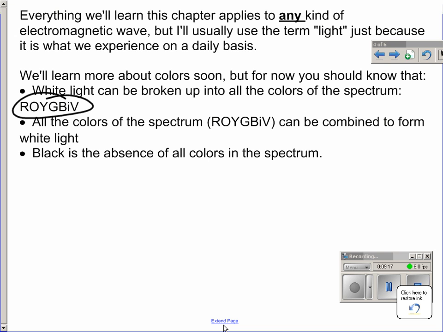All right, and then black, the other part of that screen there, is the absence of all colors in the spectrum. When you see black, you're seeing that because there is no light, at the part you're looking at, hitting your eyes. We'll talk about that here in a minute.